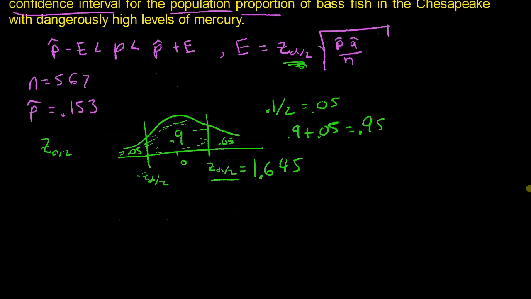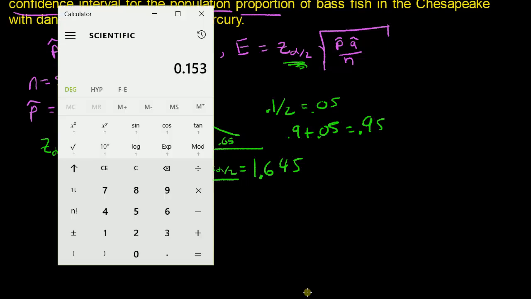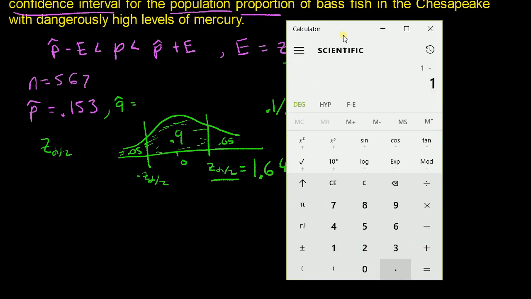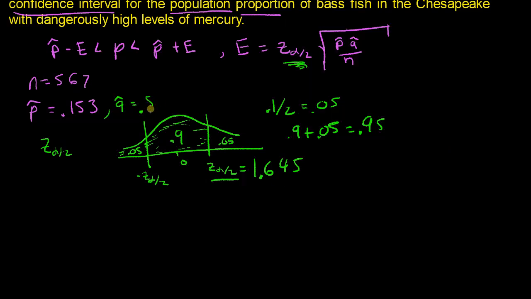There's my critical value. Also, in this calculation for E, we need to know what q hat is. So let's go ahead and calculate q hat. So q hat is 1 minus whatever p hat is. So we can pull out our calculator. We can do 1 minus 0.153, which is 0.847. Okay, so now we have everything we need to calculate E.